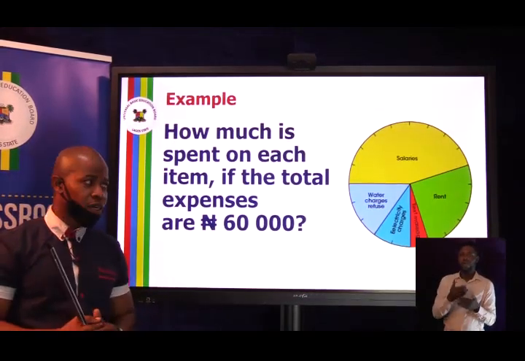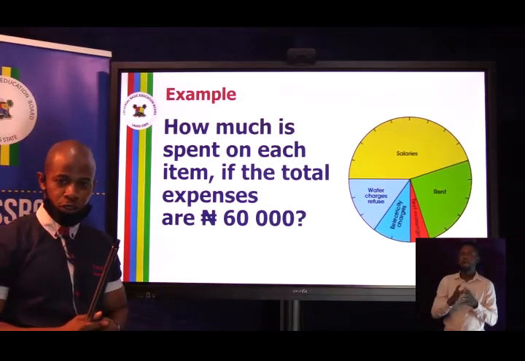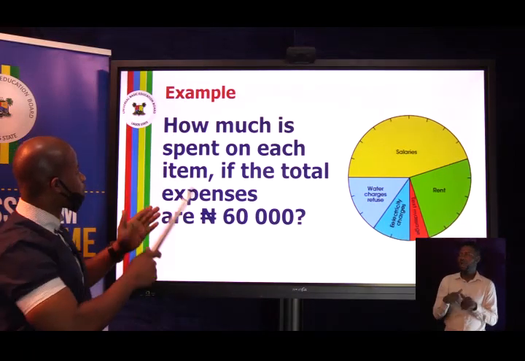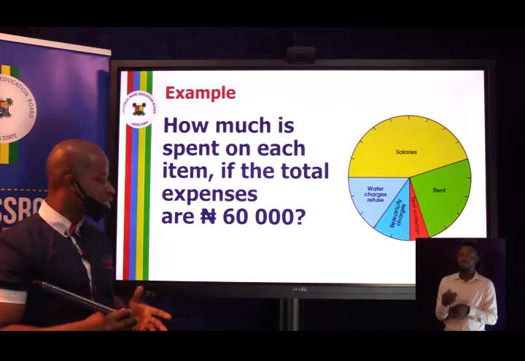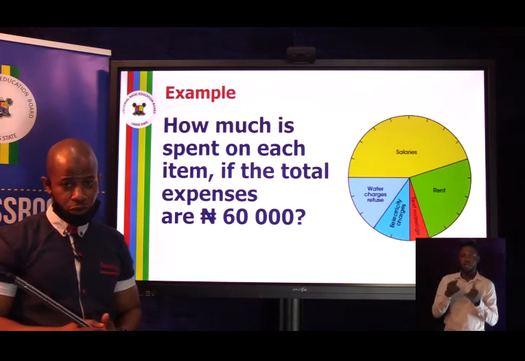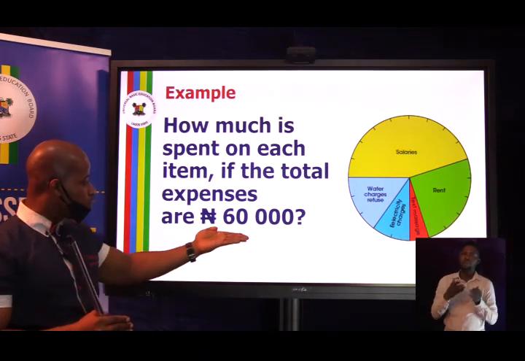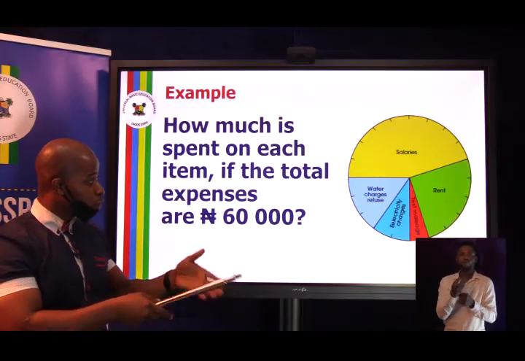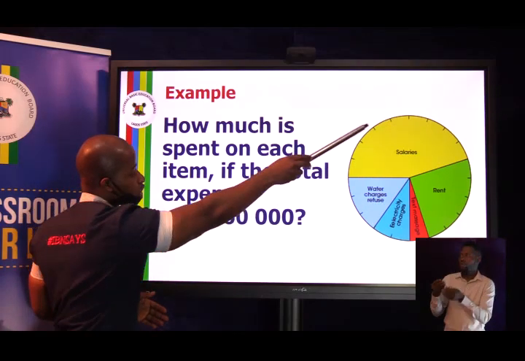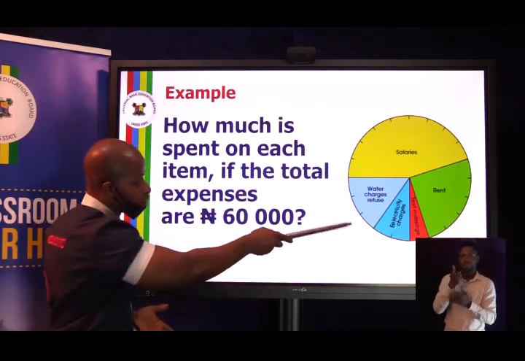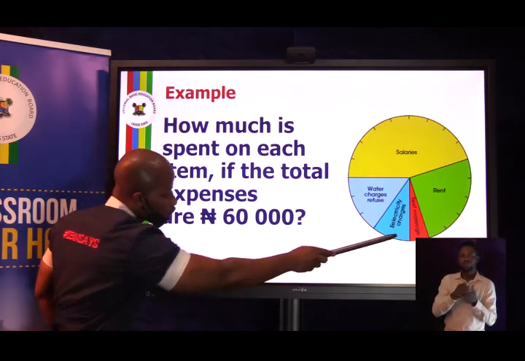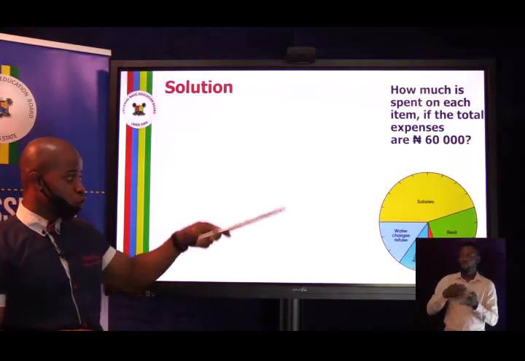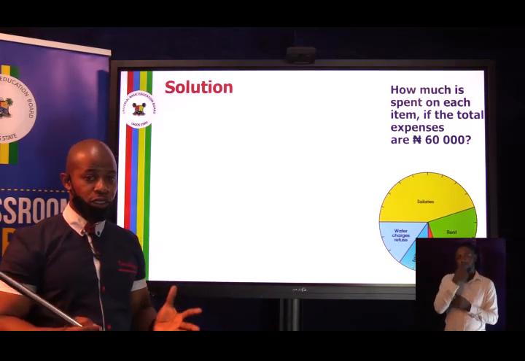So now the next aspect of the work is to find how much is actually spent on each of these expenses. How much is spent on each of the items if the total expenses is 60,000 naira? Now we know the fraction. Now we know the total money. It is easy to divide this money into 20 places and give each share to where they belong. For instance, if you divide this into 20, you give 9 shares to salary, 3 shares to water refuse charges, 2 shares to electricity, 1 share to text messages, and 5 shares to rent. And that's exactly what we're going to do. We're going to divide this money into 20 because our pie chart has been divided into 20. So we divide the money into 20.